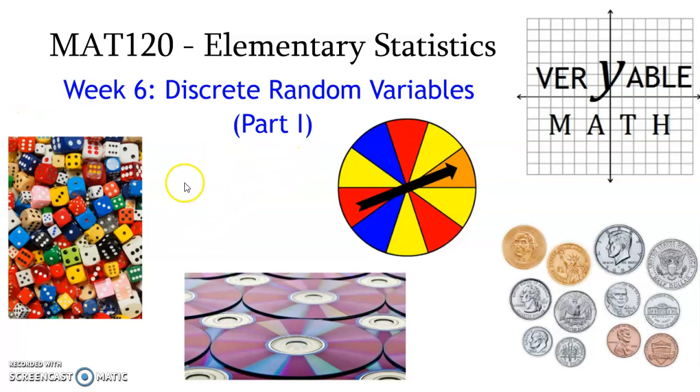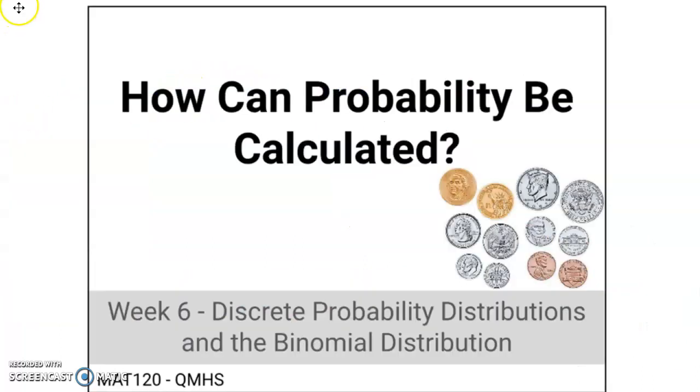Hello students, this is the week 6 video for elementary statistics. We're going to be talking about discrete random variables. Discrete not being able to keep a secret, but discrete meaning individual values that can be counted or enumerated. Let's take a look at the slides.